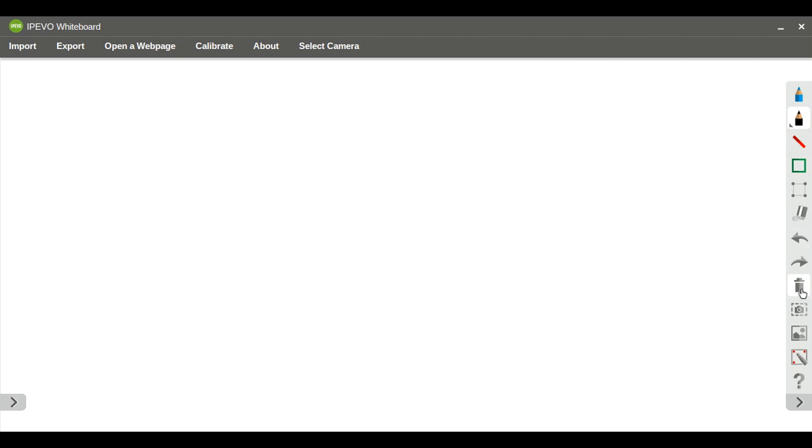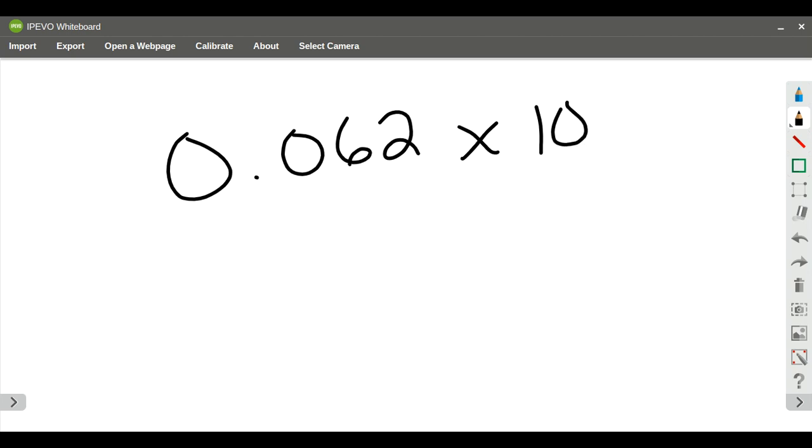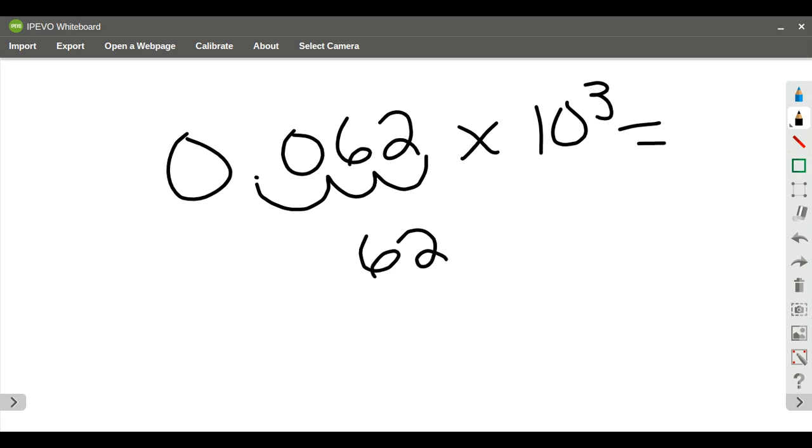Okay. So we'll take a look at this. We'll do a couple more problems, and then there's another example that I want to show you in terms of multiplying. So if I have 62 hundredths and I multiply that by 10 to the third power, my decimal is going to move 3 places to the right. So it's going to go 1, 2, 3. So my new answer is going to be 62.